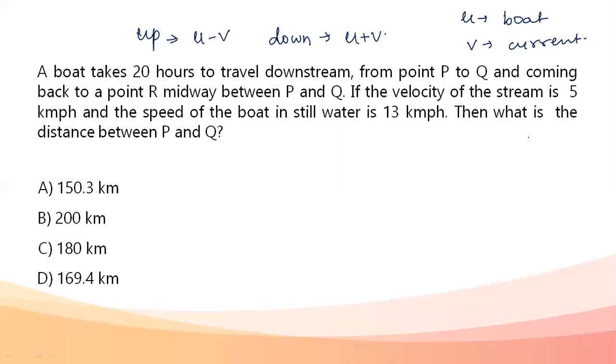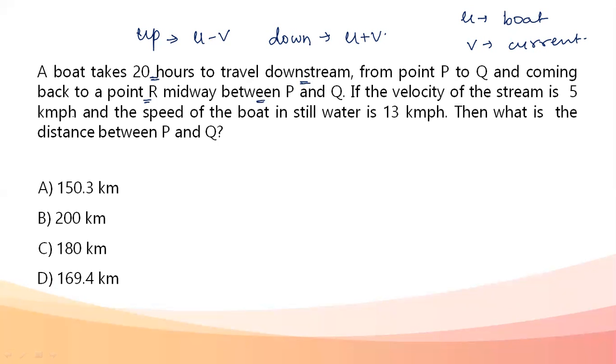Okay, so if it is upstream, it is obviously going to be less because it is against the flow, and downstream is going to be a bigger value because you get an added force with it. Now here, a boat takes 20 hours to travel downstream from point P to Q and coming back to a point R midway between P and Q.